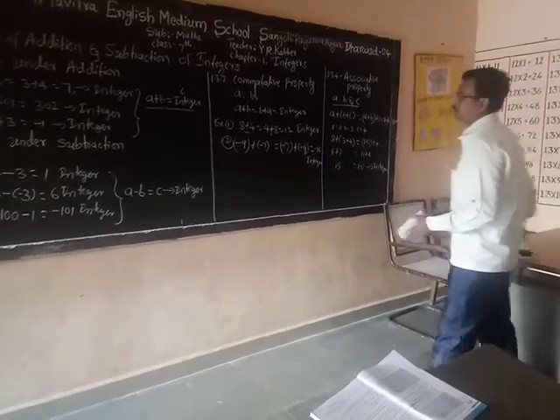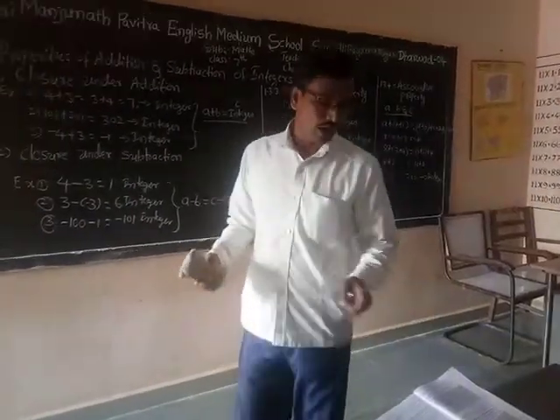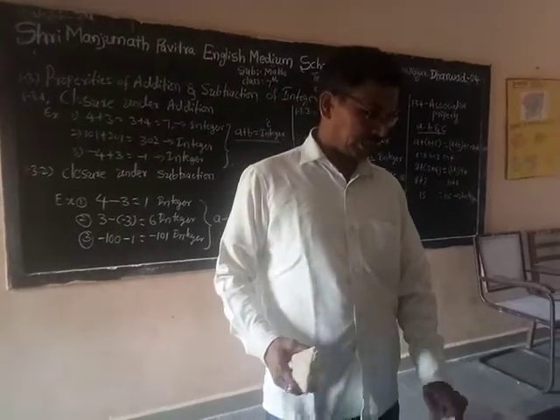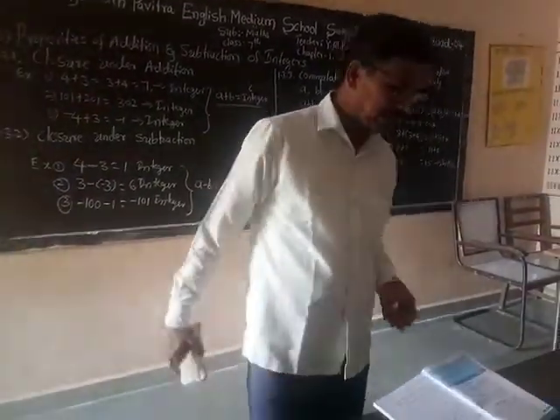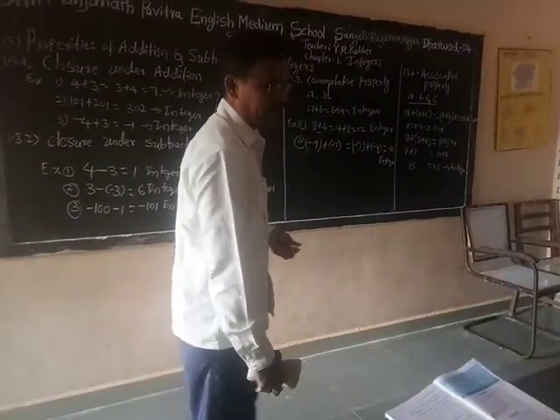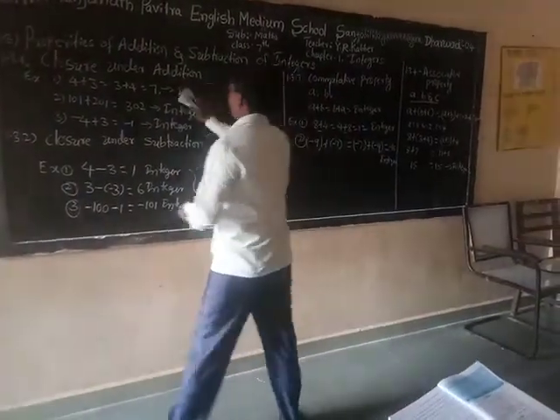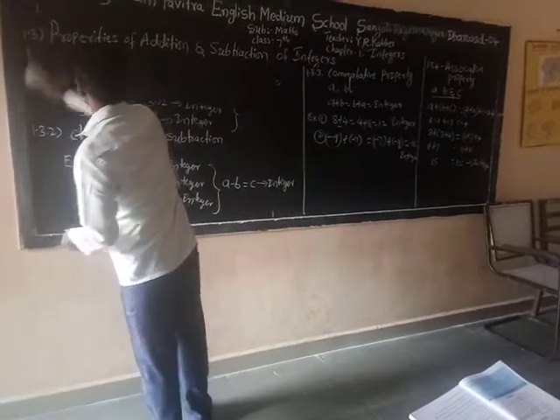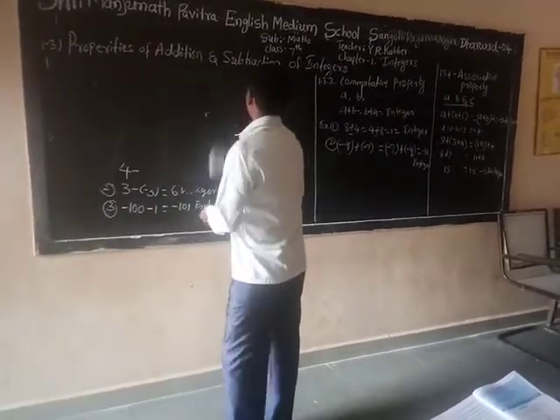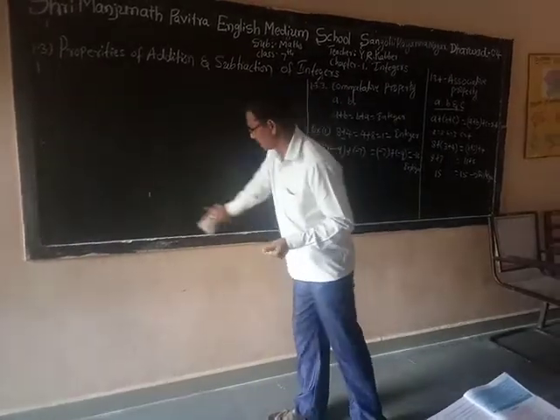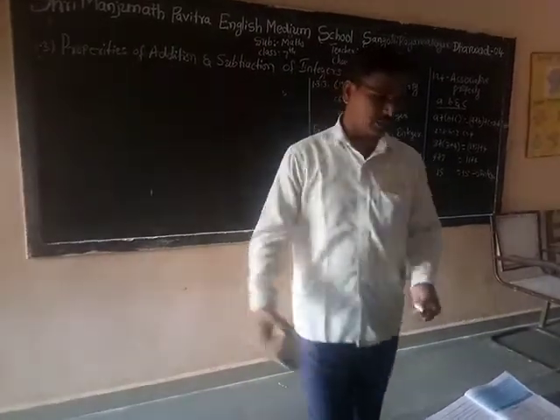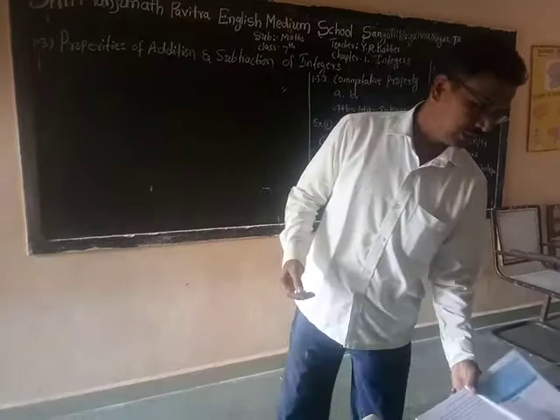Another very important property is called the additive identity property. Today I close my syllabus here. I will give some examples for you to do yourself as an exercise. If you have any problem afterwards, I will solve it.